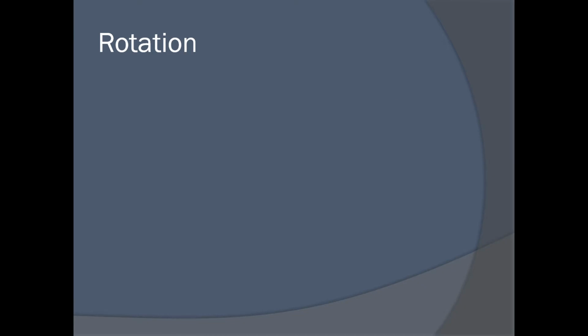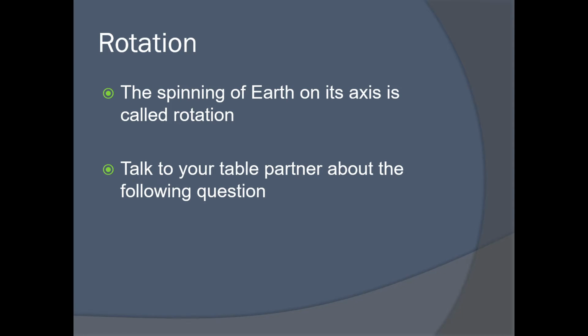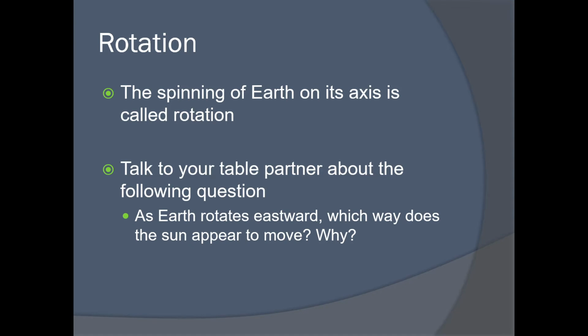Earth's spinning on its axis is called its rotation. Unfortunately, you can't talk to your table partner. You're going to have to talk to your mom, your dad, your brother, your sister, your dog, your stuffed animal about the following question. This should be a review because we just went over this in 1.1. As Earth rotates eastward, which way does the sun appear to move? It would appear to move west.